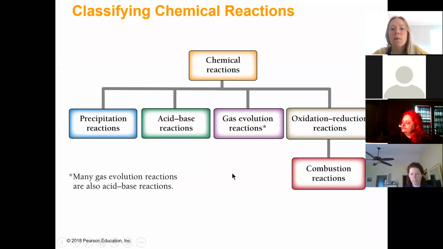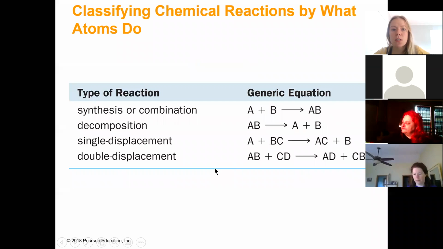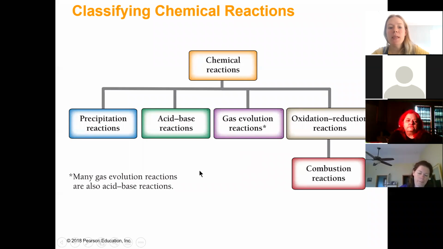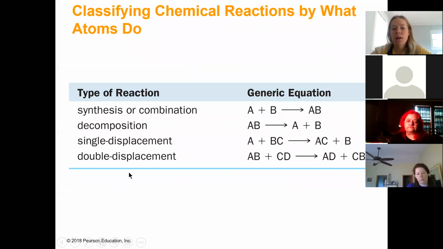So this is one way of classifying chemical reactions, right? Is it one of these things? There's another thing we can do. We can also classify chemical reactions by what the atoms themselves are doing. So these definitions can get layered on top of the previous ones. So we can be a precipitate reaction that is also classified as a double displacement reaction, okay? So you can give them both.